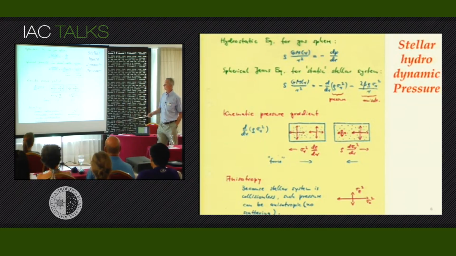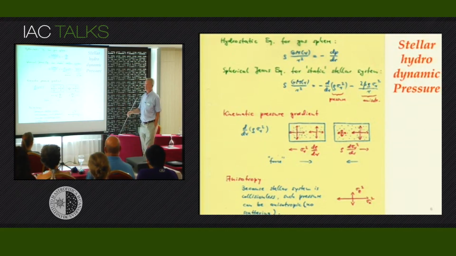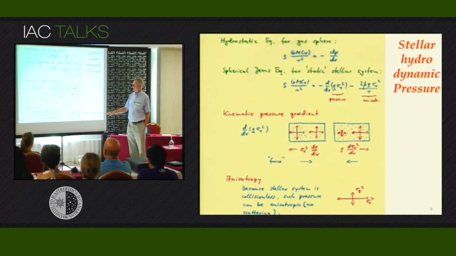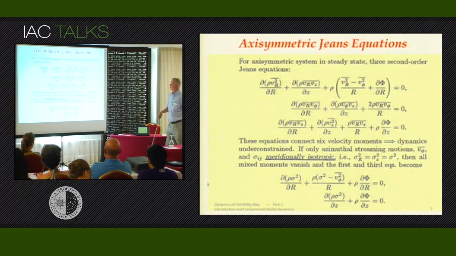In some sense this acts like a hydrodynamic pressure, but there's one important difference, and that is because, as we said, the stellar system is collisionless. There's no way, in principle, to equalize the dispersion in different directions if the system is time independent, and therefore, in principle, you can have what's called anisotropy between the velocity dispersions in different directions in your system, and that's something that fluids don't have.